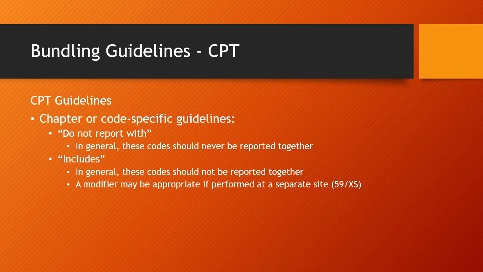Includes. If you have an instruction that says includes, then in general, those codes should not be reported together. So what I'm saying is, whenever I have a CPT code that says it includes such and such other services, those other services are always going to be included in that CPT code, and I would not also report them separately. You can use a modifier if they're performed, for instance, at a separate site, and again, you'd use the 59 or the XS modifier as the insurance company requires.